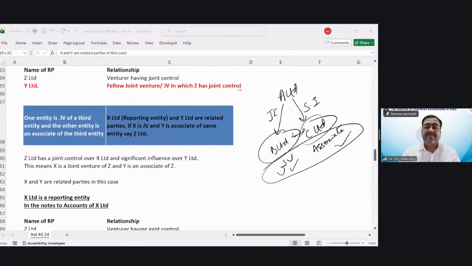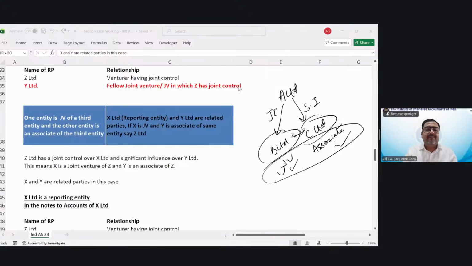So my dear friends, why are X and Y related parties in this case? Because X and Y are the JV and associate of the same third party. In the above example we covered that if two entities are JVs of the same third party, these two fellow JVs are related parties. Now we have covered that if one is a JV and the other is an associate of the same third party, these JV and associate are related parties with each other.